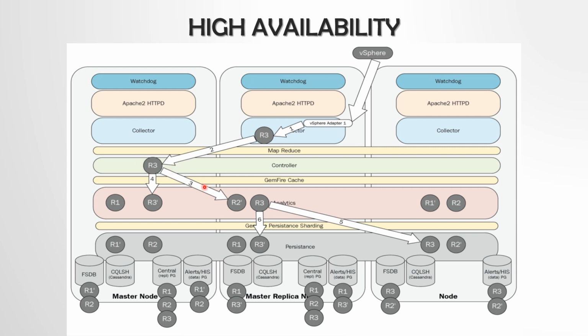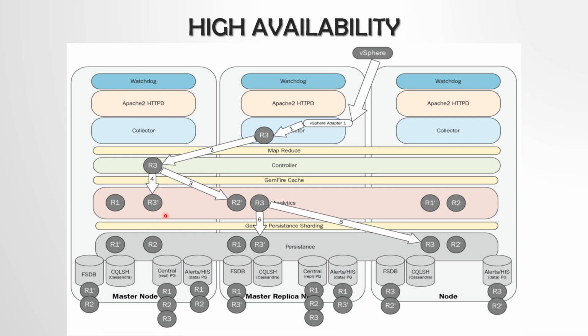After that, a new analytic item is being created in one of the nodes' analytics. That information is being kept in the GemFire cache of that particular analytics. In this case, it is going to be sent to the master replica node's analytics, where the analytic item is being created, that is R3. Similarly, it happens for its duplicate copy, that is R3 hash, which is being created in the analytics of the master node.